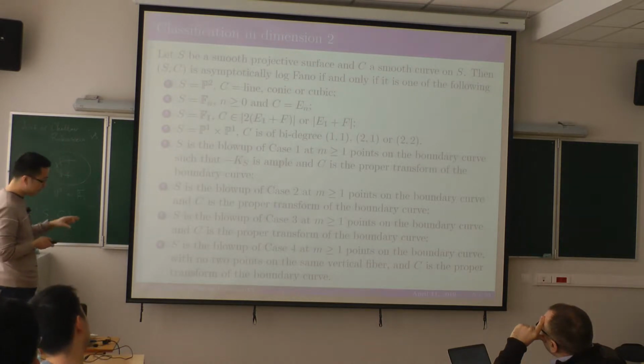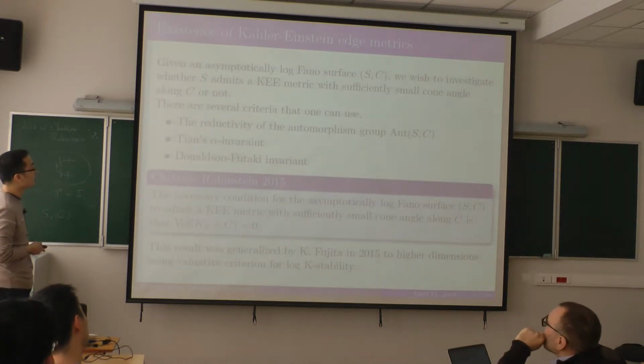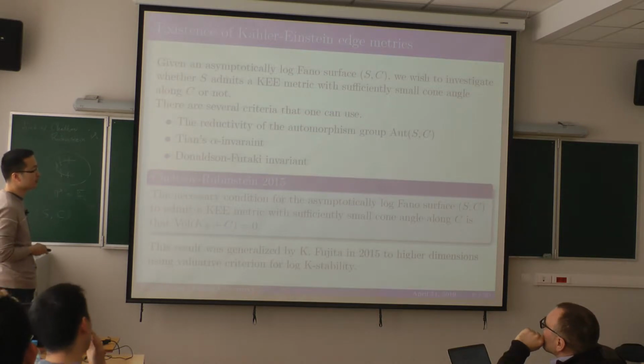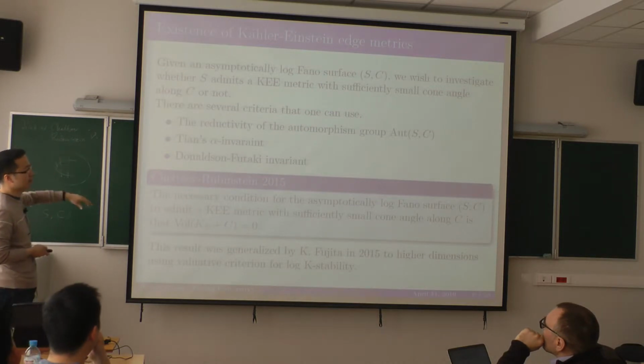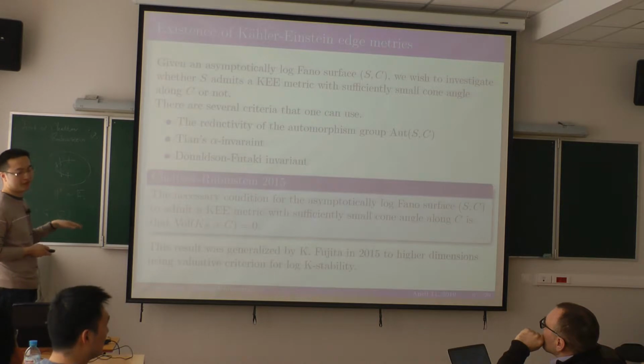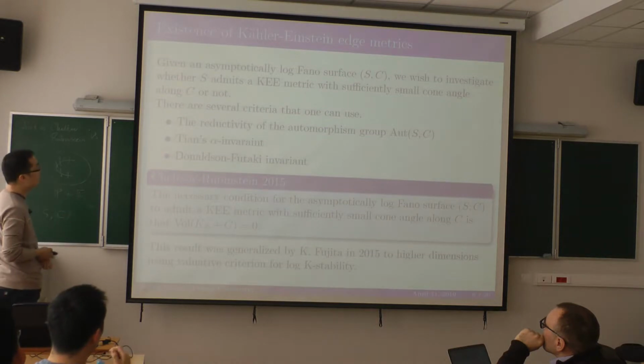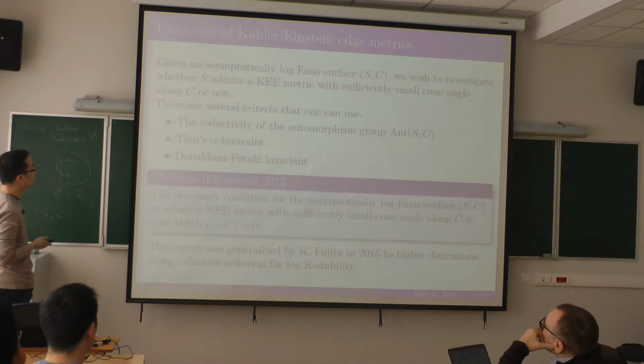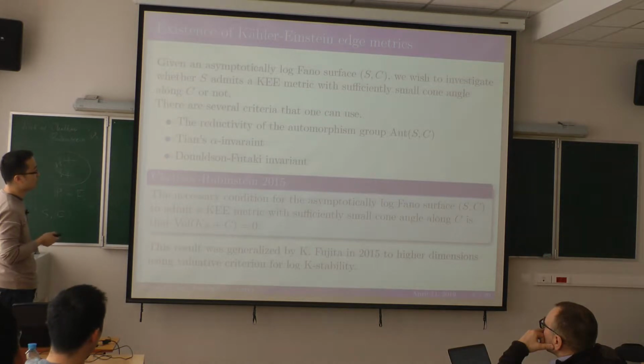So now since we have this classification, the next step is to investigate this list. We check case by case and see which one of them admits a Kähler-Einstein edge metric with a small cone angle. There are many ways to do this because we have some nice criteria that we can use. For instance, we can consider the automorphism group of the pair.